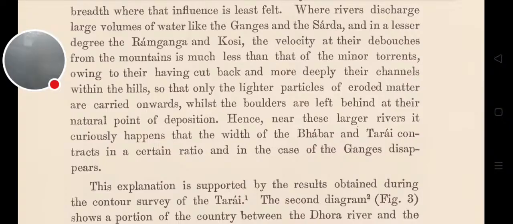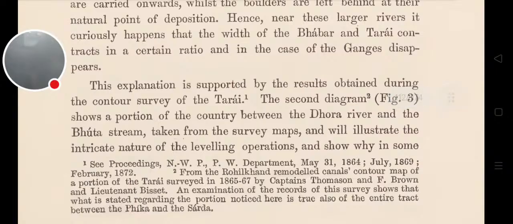Where rivers discharge large volumes of water like the Ganges and the Sarda, and in a lesser degree the Ramganga and Kosi, the velocity at their debouches from the mountains is much less than that of the minor torrents, owing to their having cut back and more deeply their channels within the hills, so that only the lighter particles of eroded matter are carried onwards, whilst the boulders are left behind at their natural point of deposition. Hence, near these larger rivers, it curiously happens that the width of Babar and Tarai contracts in a certain ratio, and in the case of the Ganges disappears.